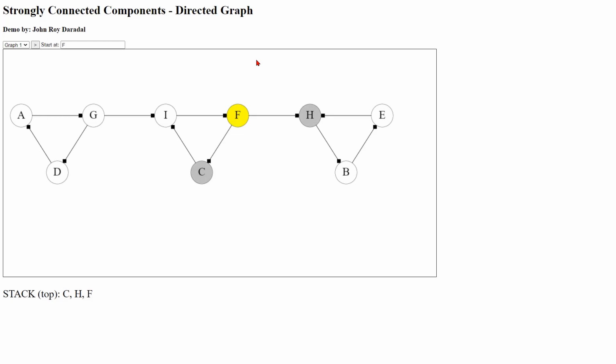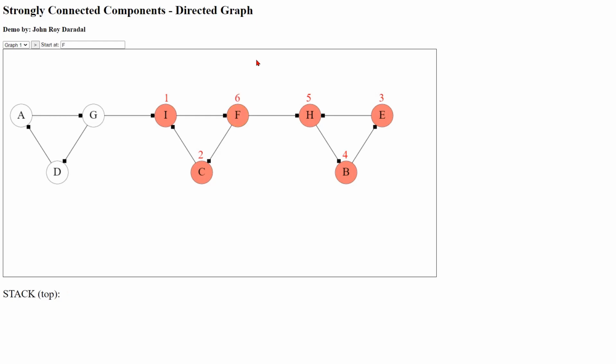From C it will go to I. From I, no more, so that's a dead end, 1, and then go back to C, also a dead end. From H can go to B, E, and then H. E is a dead end, so go back. B is a dead end, H is a dead end, and then F is a dead end.